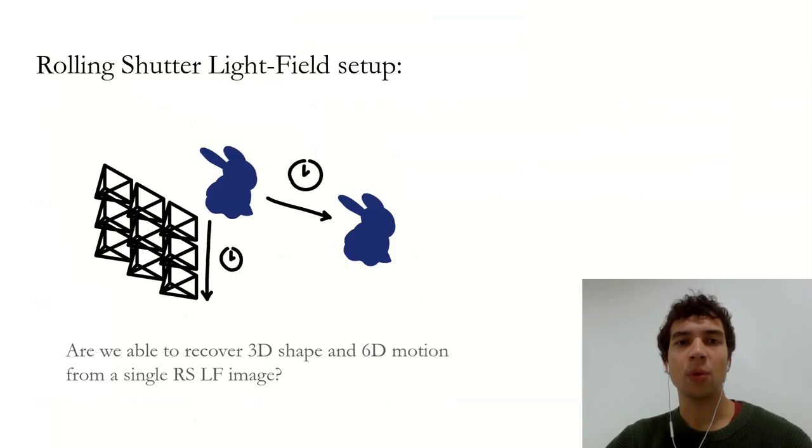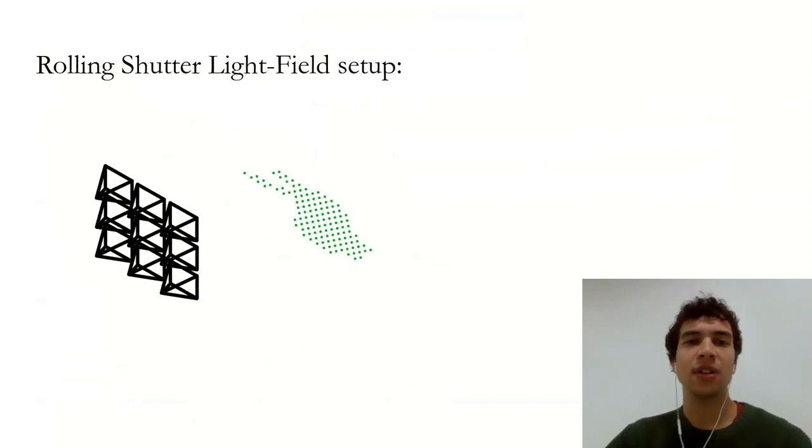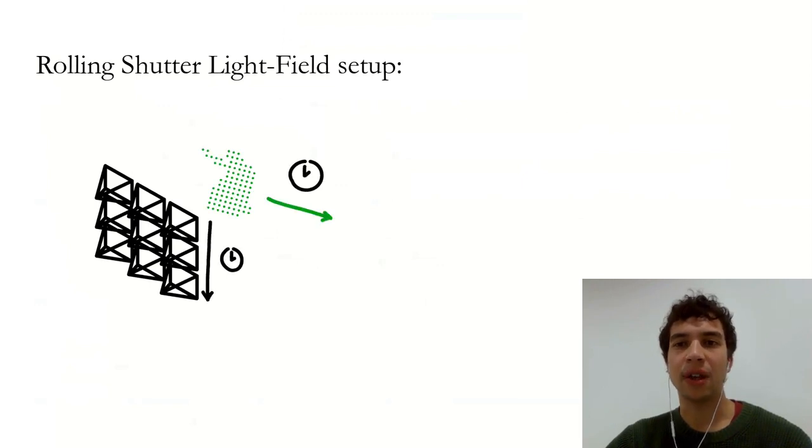Now, what happens when we have a scene in motion in front of a light field camera equipped with a rolling shutter sensor? We first initialize a deformed point cloud with classical multi-stereo. Then, we optimize the projection error in a bundle adjustment strategy in order to compute a global velocity and to recover the 3D initial positions of the points detected.